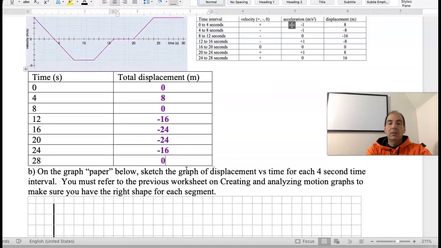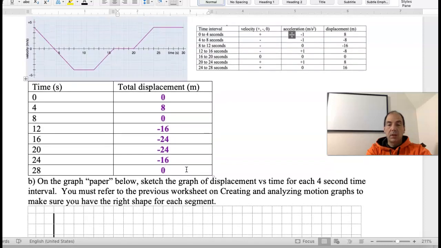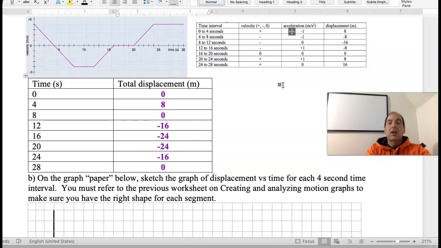All right, so now we're asked to make a displacement versus time graph. And this is where we got to refer back to yesterday's or the previous worksheet on creating and analyzing graphs. You have to know the different shapes, and knowing whether the velocity is positive or negative or 0 and the acceleration is positive, negative, or 0 defines the shape of the curve. So we know from 0 to 4 seconds, we're going from 0 to 8 meters. But is it a straight line or is it a curve? Well, we look and we see that there is an acceleration, and it's a negative acceleration. So it definitely has to be a curve, okay?